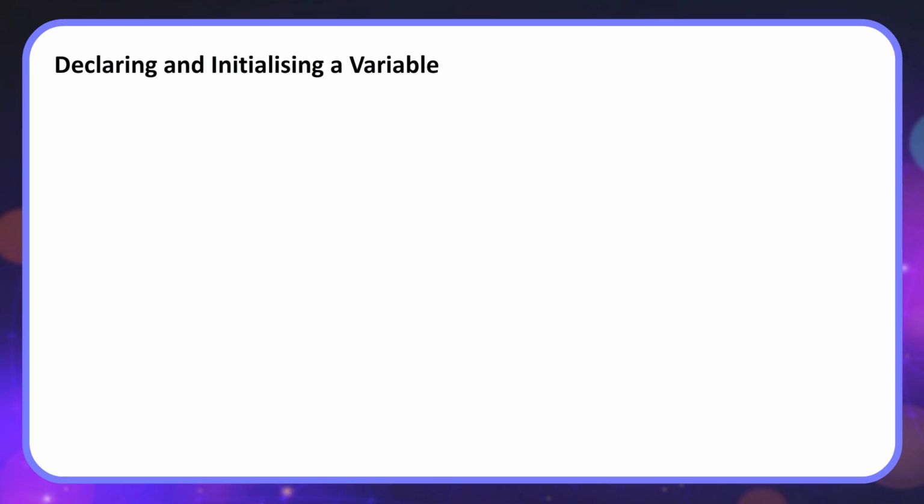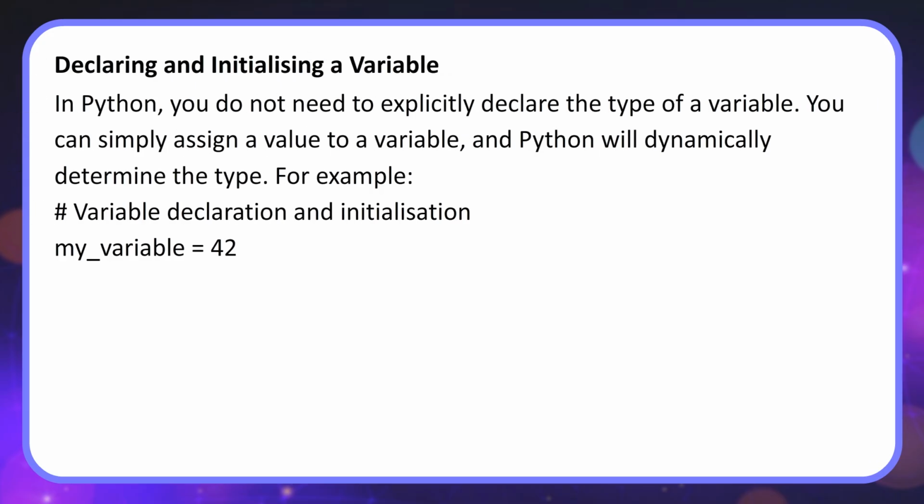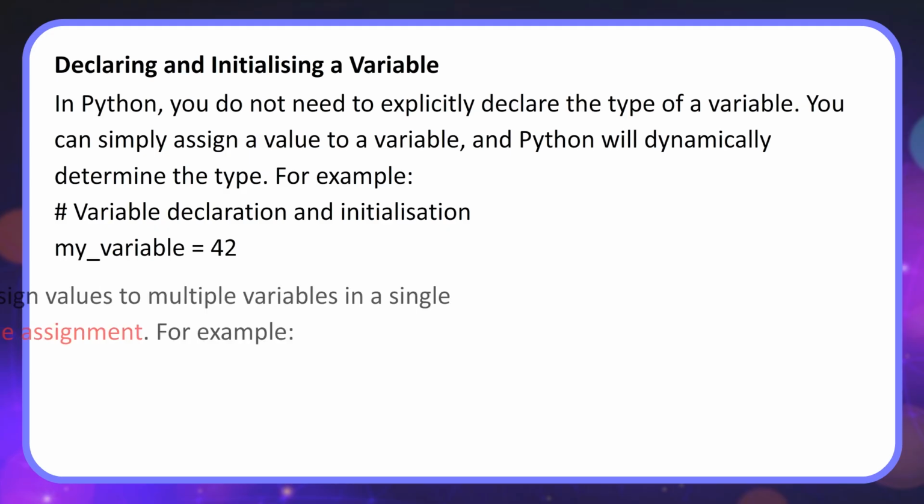Declaring and initializing a variable. In Python, you do not need to explicitly declare the type of a variable. You can simply assign a value to a variable, and Python will dynamically determine the type. For example, variable declaration and initialization: my_variable = 42.